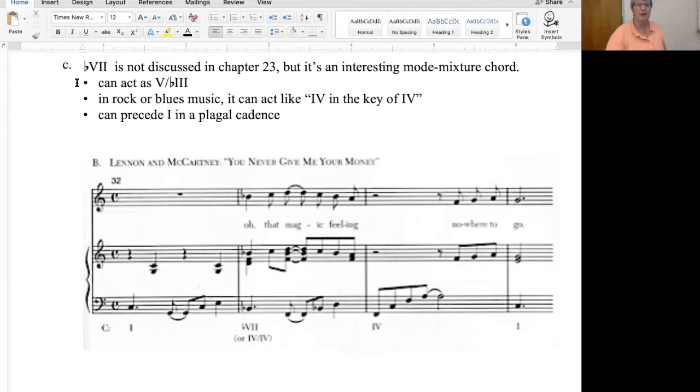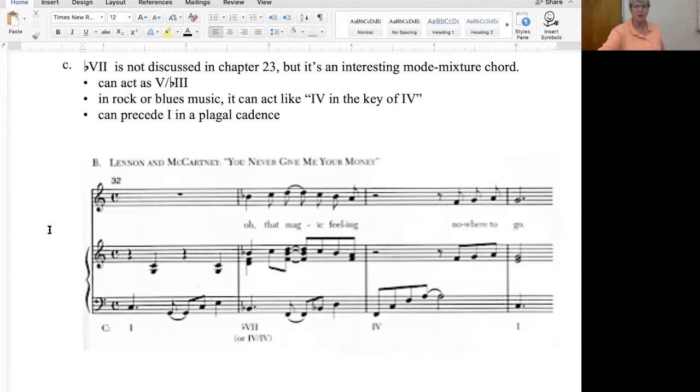So first of all, the flat 7 chord can act as 5 of flat 3. So in that way, it's just like having the subtonic chord in a minor key that tonicizes the mediant, except here it's tonicizing the flat mediant. A second use is that in rock or blues music, where you often have a lot of plagal cadences, a lot of 4-1 motion, the flat 7 chord is actually the 4 chord in the key of 4. Think about that. In C major, your 4 chord is F, and in F major, your 4 chord is B flat, and B flat is flat 7 in the key of C.